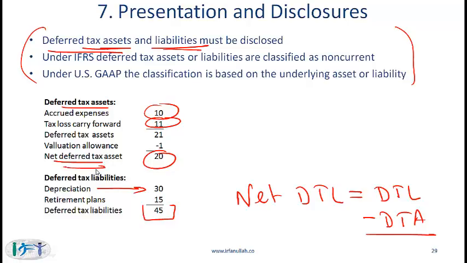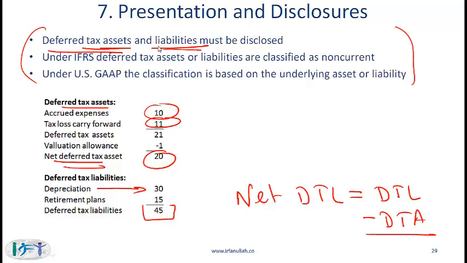Sometimes the curriculum uses this term as the deferred tax asset minus the valuation allowance, but at times the term net deferred tax asset might refer to the fact that deferred tax assets are greater than deferred tax liabilities and you are being given the difference between the two. You have to read the question very carefully to understand the context.